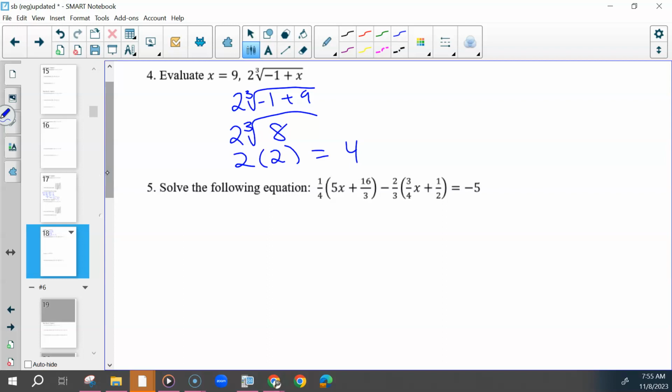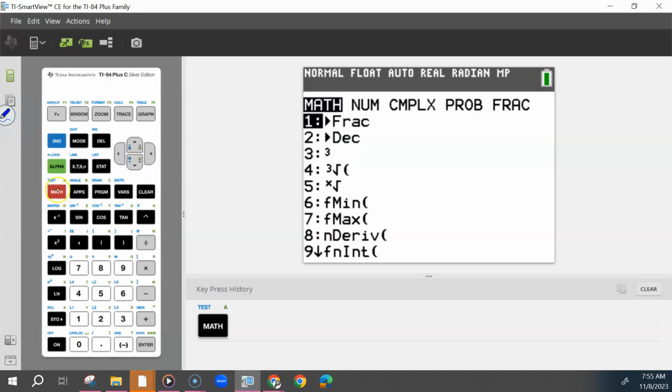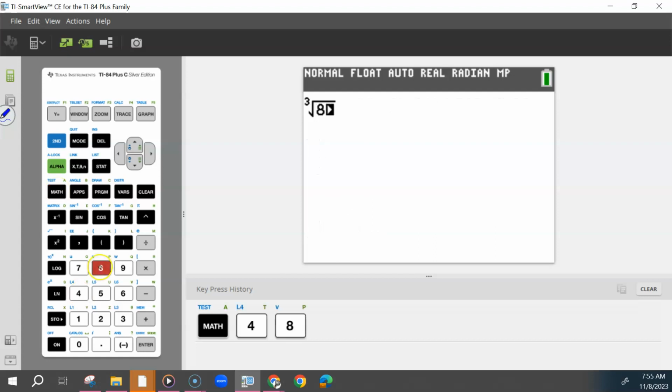Wait. How is it 2? Times what gives you 8? Let's not call names. My bad. So if I go into math and I type in the cube root of 8.